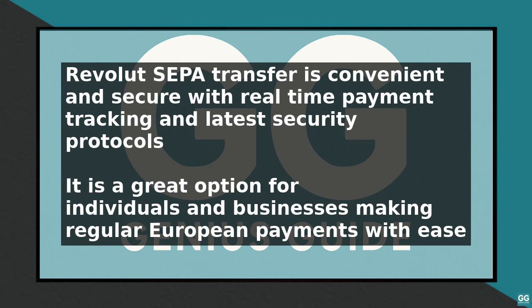In conclusion, Revolut SEPA transfer is a fast, convenient, and cost-effective way of sending and receiving euros within the SEPA network. It is a great option for individuals and businesses that need to make regular payments across Europe. By following the steps outlined in this guide, you can make a Revolut SEPA transfer with ease and take advantage of the many benefits it has to offer.